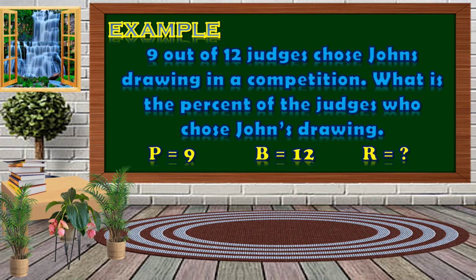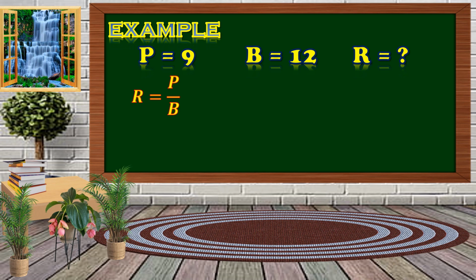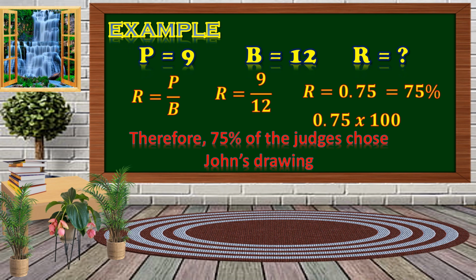So we're going to use the formula: rate is equal to percentage over base. Substitute the values. We're going to have 9 over 12, or 9 divided by 12. Divide that number and we have the result 0.75. Again we have to multiply this by 100%, so 0.75 times 100 is 75%. Therefore, 75% of the judges choose John's drawing. That is the answer of the given problem.